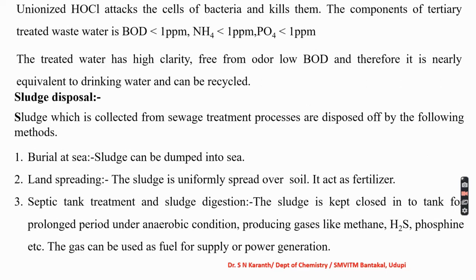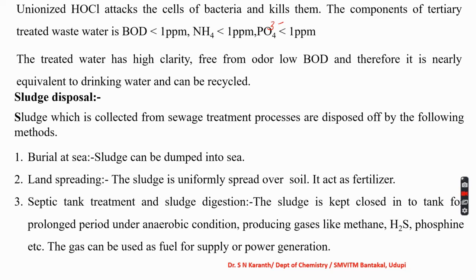The components of tertiary treated wastewater are BOD less than 1 ppm, ammonium less than 1 ppm, and phosphate less than 1 ppm. So the treated water has high clarity, is free from odor, and has low BOD, and therefore it is nearly equivalent to drinking water and can be recycled. Finally, the water we collected is free from unwanted components. But during this process, we observe the production of a large quantity of sludge.